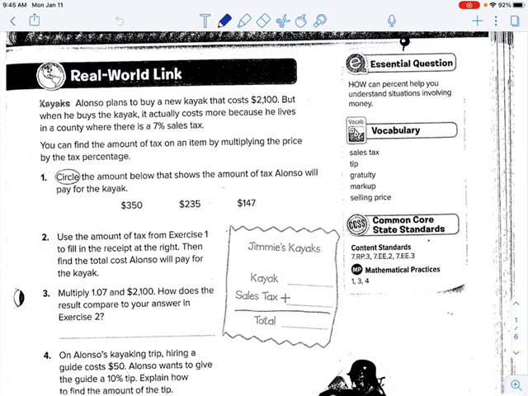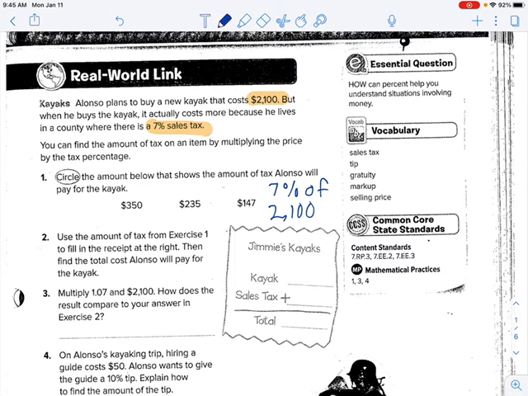Alonzo plans to buy a new kayak that costs $2,100, but when he buys the kayak, it actually costs more because he lives in a county where there's a 7% sales tax. You can find the amount of tax on an item by multiplying the price by the tax percentage. Circle the amount below that shows the amount of tax Alonzo will pay for the kayak. So you want to find 7% of $2,100.